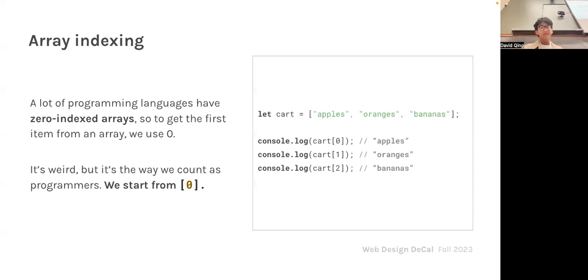In our example, let cart equal apples, oranges, and bananas. We can access the apples by saying cart at 0, using the square brackets again. We can say oranges is cart at 1, and bananas is cart at 2. Any questions on how we index into an array?